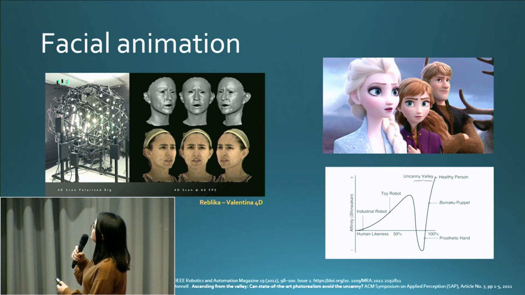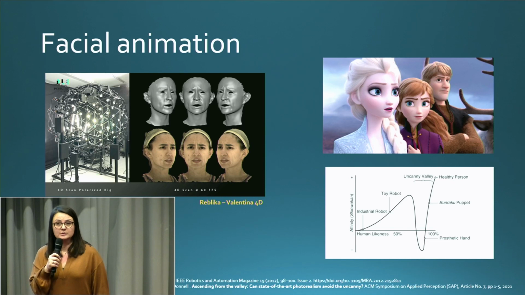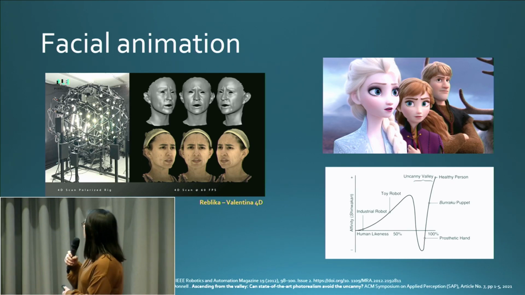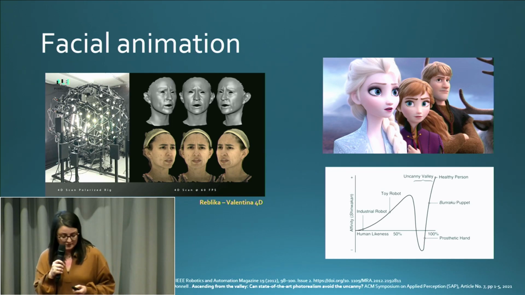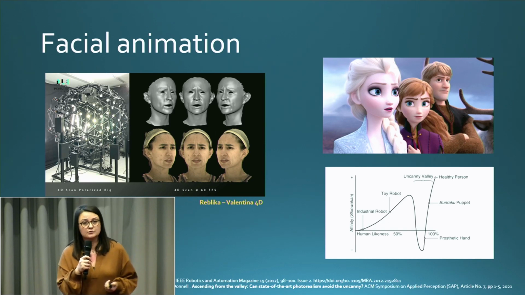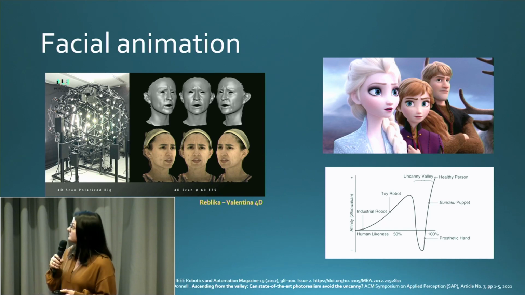And it has been quite a challenging problem to go over this valley in robotics and the digital humans and computer animation area. But recent research work, for example from 2021, "Ascending from the Valley: Can State-of-the-Art Photorealism Avoid the Uncanny?", started to show signs of passing over this uncanny valley, because we started to produce very, very convincing digital characters.